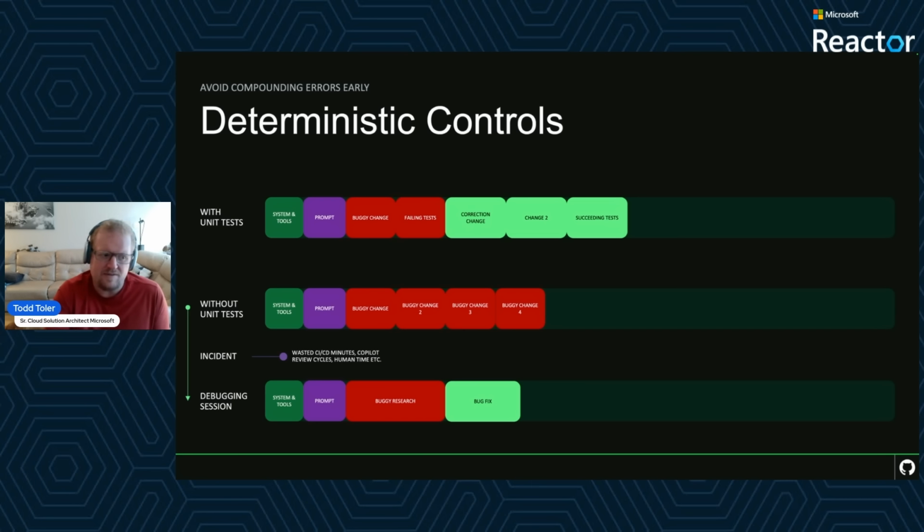If you don't have tests, the agent will build a buggy change on top of a buggy change, on top of a buggy change, and then it might be done earlier with fewer tokens. But what you have without it is an incident, or a bug, and those costs add up rather quickly. They can be wasted CI/CD minutes, Copilot review cycles, and agent runs spent unnecessarily, human time required to fix the bugs, a debugging session that fills the next context window, etc. So the accumulation of tokens is much higher, and the cost is much higher than if you'd just had the test in the first place.